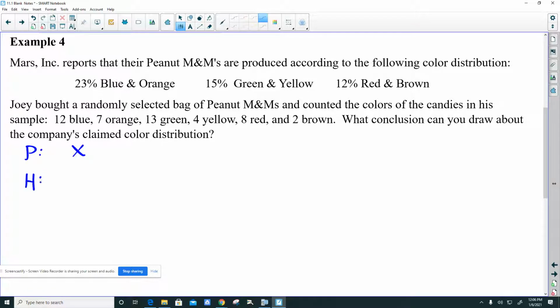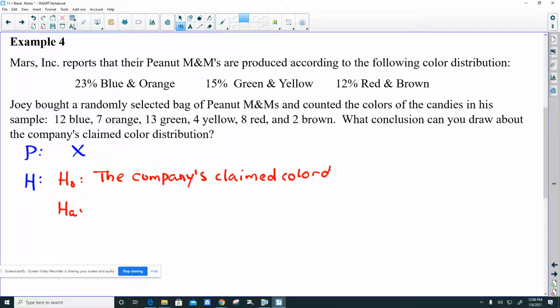Okay, so I'm going to go ahead and draft my 2 hypotheses first, and then we'll go back and do our observed and our expected counts. Okay, we're going to say here that the null hypothesis is simply that the company's claimed color distribution is correct.